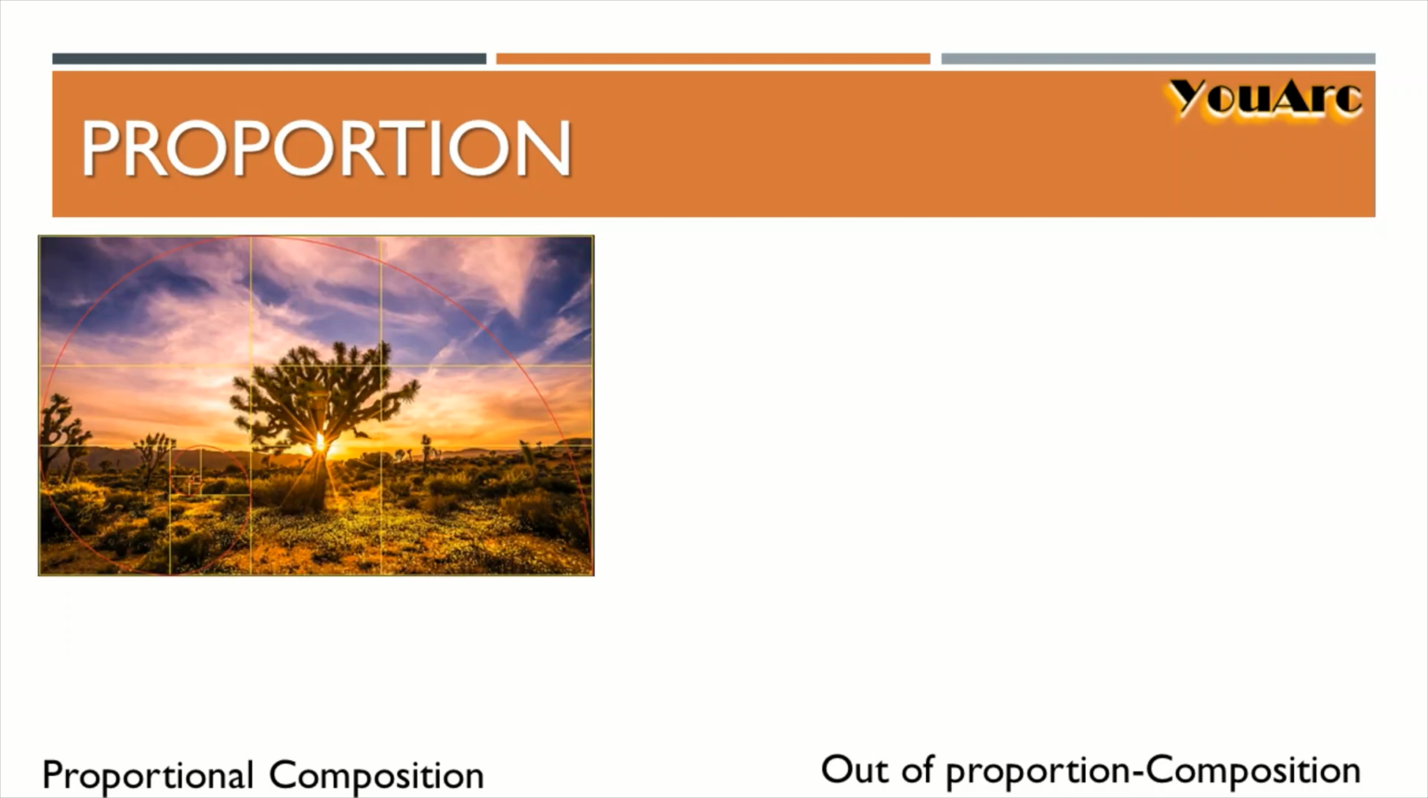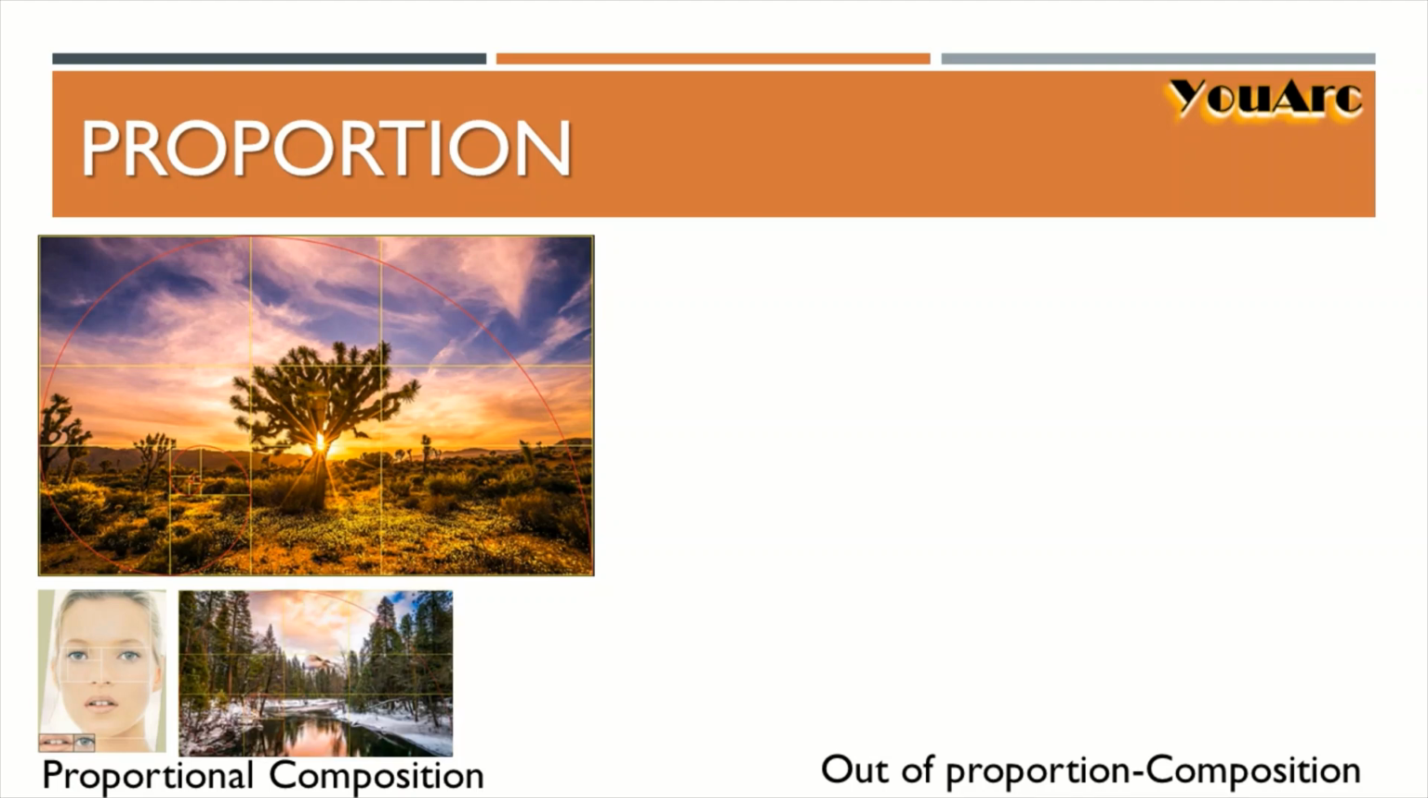So as you can see, the first image on the top of proportional composition is also an example of golden section or a divine proportion. Try to explore the concept of golden section or divine proportion, and it is up to you to do that. The human face is an example of proportional composition.